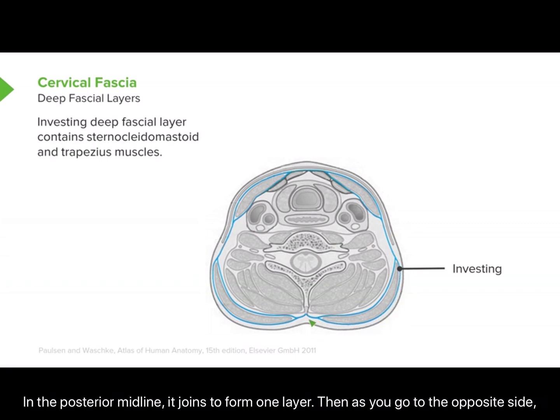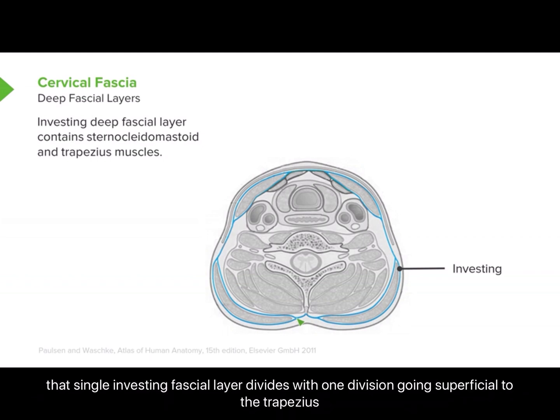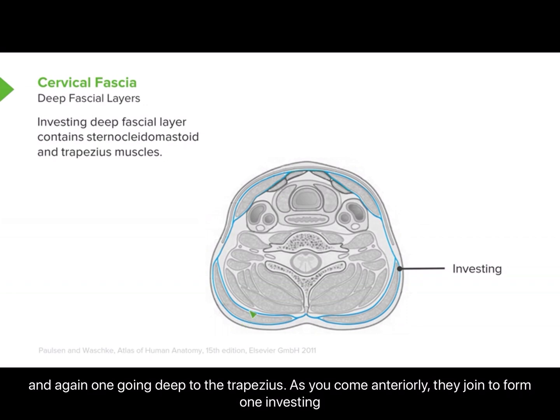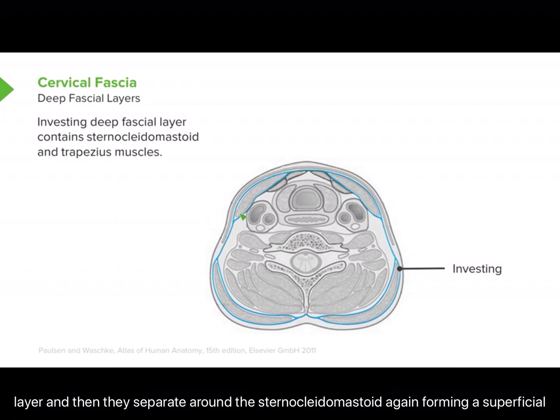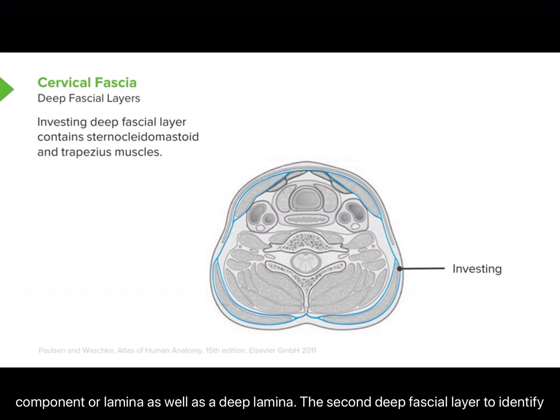In the posterior midline, it joins to form one layer, and then as you go to the opposite side, that single investing fascial layer divides, with one division going superficial to the trapezius, and again one going deep to the trapezius. And as you come anteriorly, they join to form one investing layer, and then they separate around the sternocleidomastoid again, forming a superficial component or lamina as well as a deep lamina.